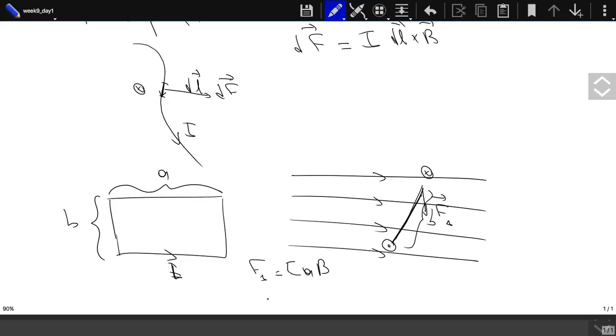Now let's look at F2. This is the force acting at the bottom. Now dl is pointing out of the screen. The current is running towards you. The magnetic field is still in this direction. So dl cross B is pointing upward.